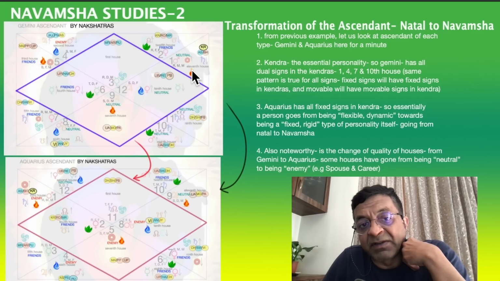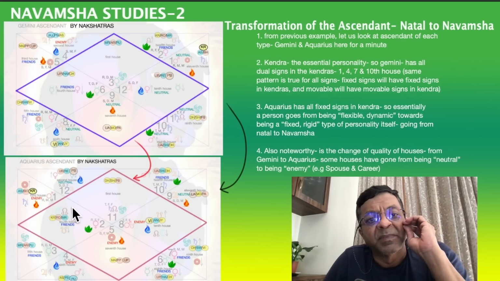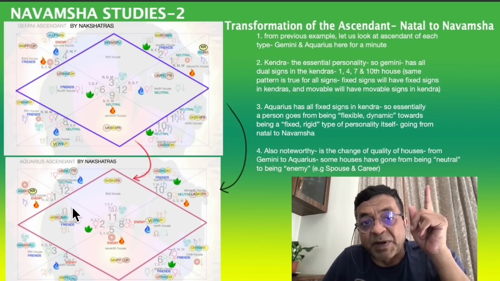This person, when they were born like this, was not thinking about all of this stuff. They didn't have any idea about this stuff. Now you understand the importance of Navamsha. Let's see another aspect which plays out now.